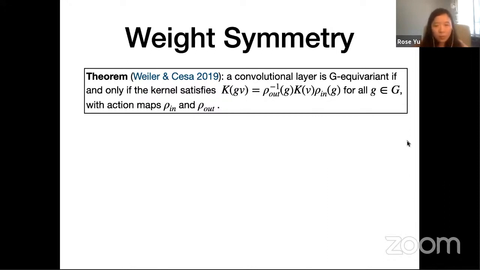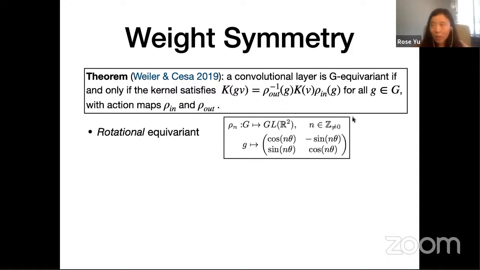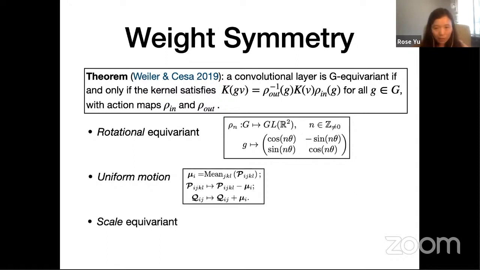So in this paper, we developed different group equivariant architectures based on this general condition. In essence, we can design convolutional architectures that are rotational equivariant by constructing the matrix operator of this rotation group, uniform motion, which is basically conjugating the model with shifted input distribution, and scale equivariance, which essentially tries to design kernels that can satisfy scale equivariance.